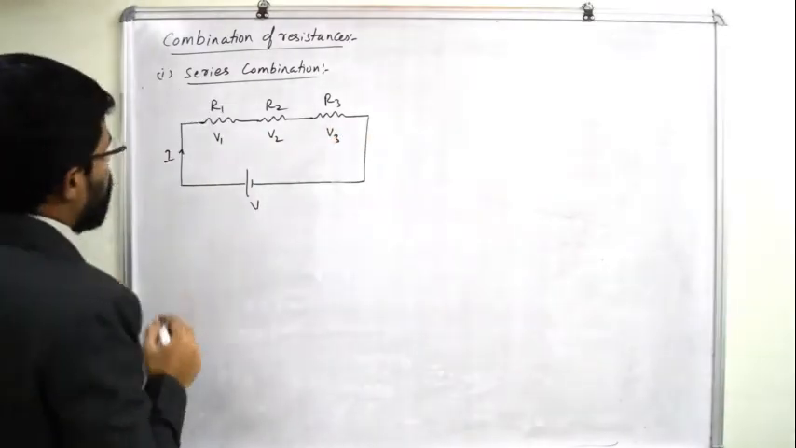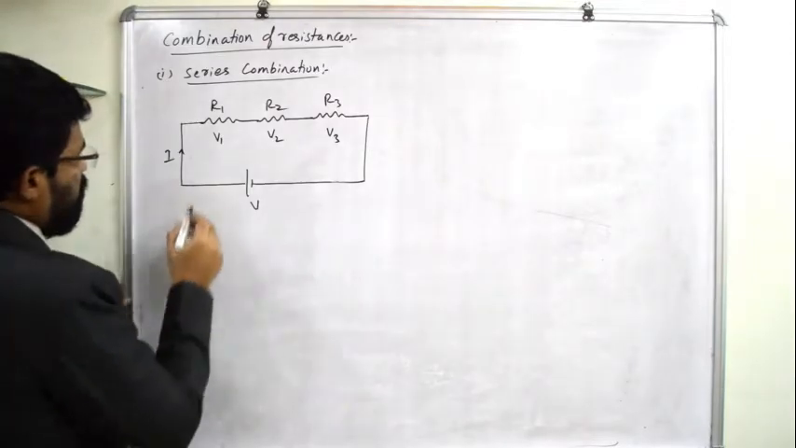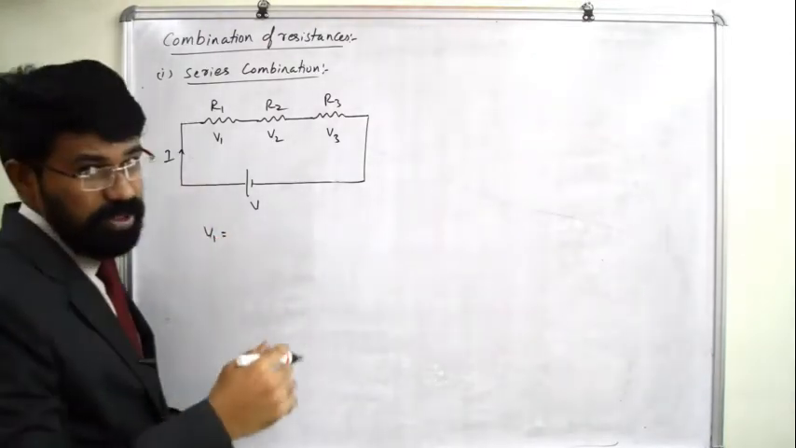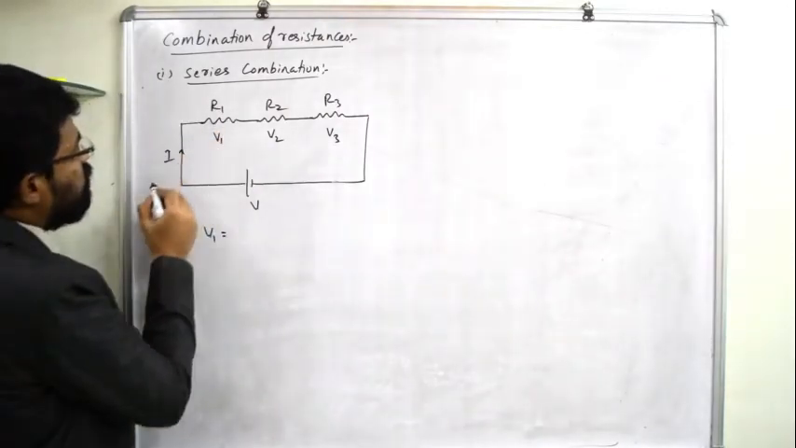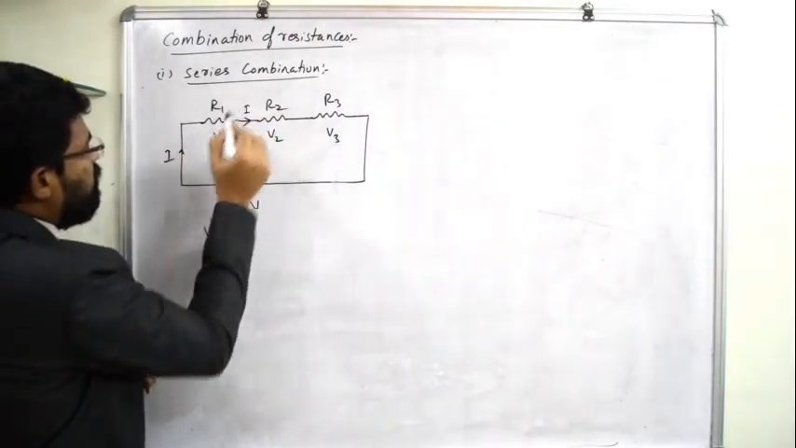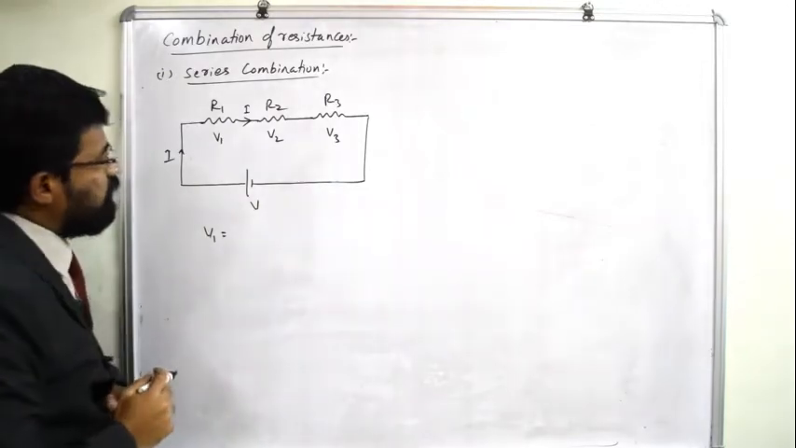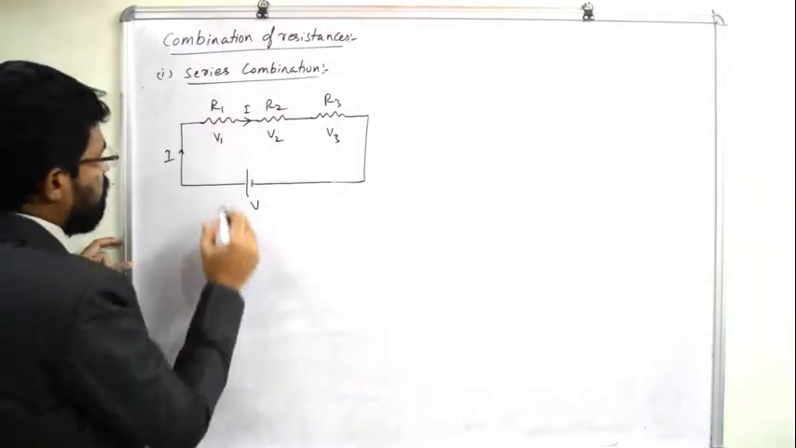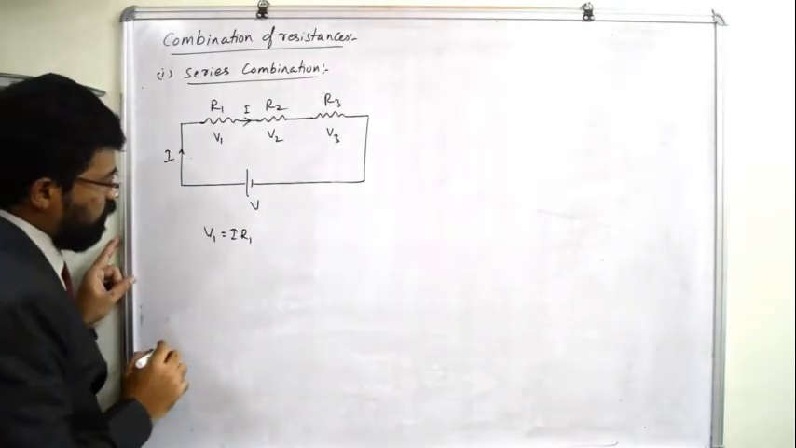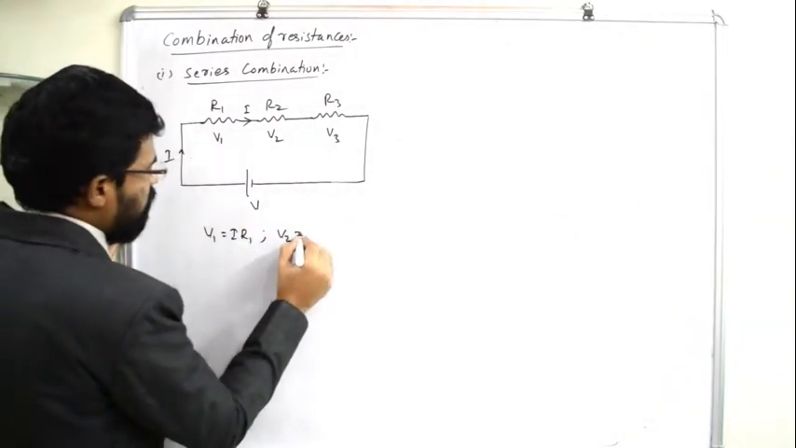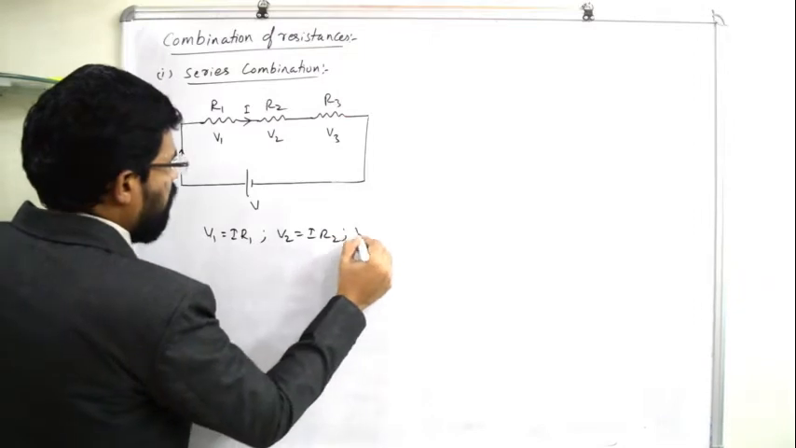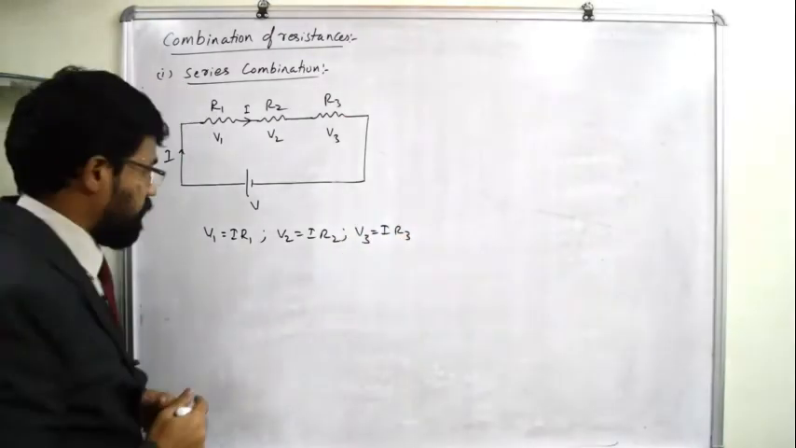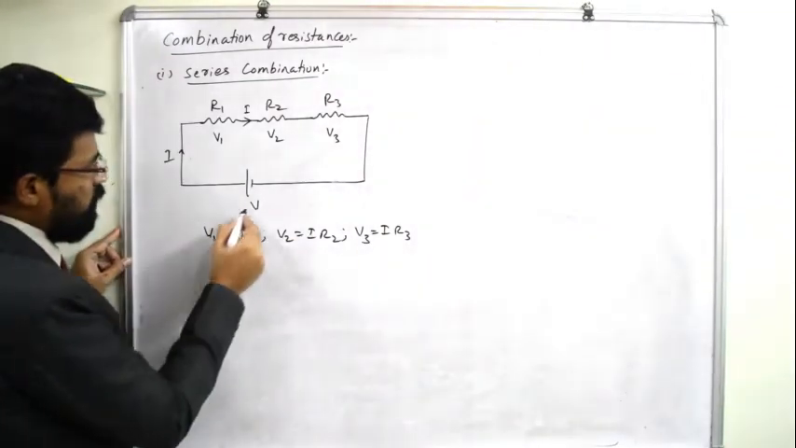Now if I want to write the expression for V1, how can it be written? According to Ohm's law, V is equal to IR. How much is the current passing through this one? I is the current passing through all three resistances. So I into what is the resistance of this resistor? R1. V1 is equal to IR1. Similarly, V2 is equal to IR2 and V3 is equal to IR3. This is how you can write, isn't it? Now when you add all these potential drops, what will you get? You will get this V.